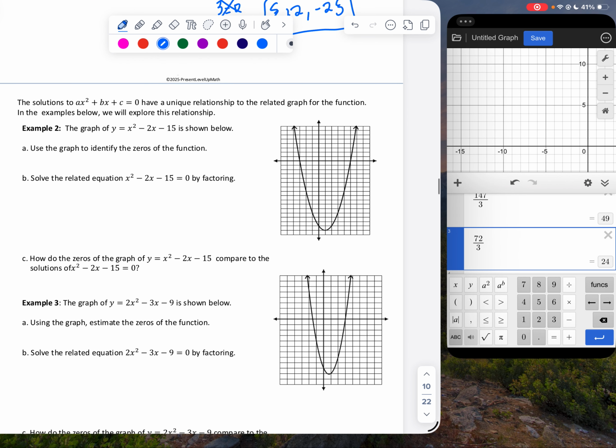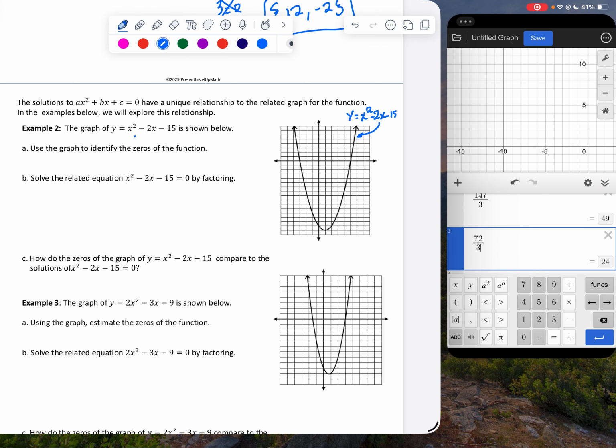The solutions to ax squared plus bx plus c have a unique relationship to the related graph for the function. In the examples below, we will explore this relationship. So let's look at example 2. The graph of y equals x squared minus 2x minus 15 is shown below. So this parabola, the equation for it is y equals x squared minus 2x minus 15. They graphed that right here. It formed a parabola. In part A, they want you to identify the zeros of the function.